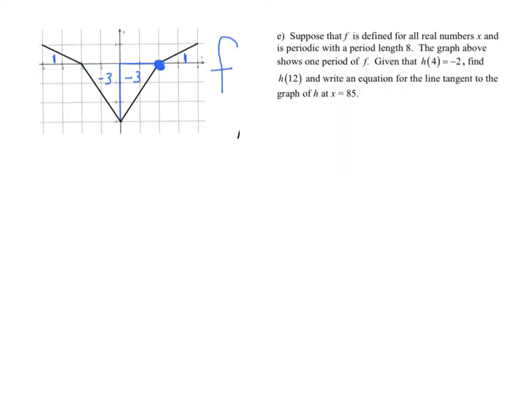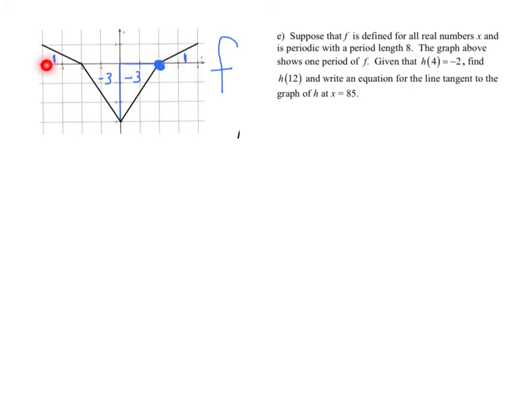All right, part C. Suppose that f is defined for all real numbers x and is periodic with a period of 8. Now, we probably haven't talked about the word periodic since you talked about sine and cosine graphs. All periodic means is how long it takes to complete one cycle. Since they said you have a period of 8, that means you need 8 units to complete a cycle.